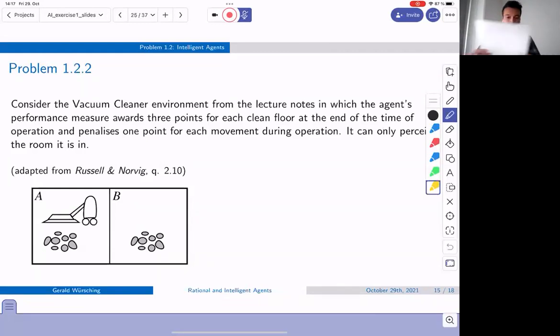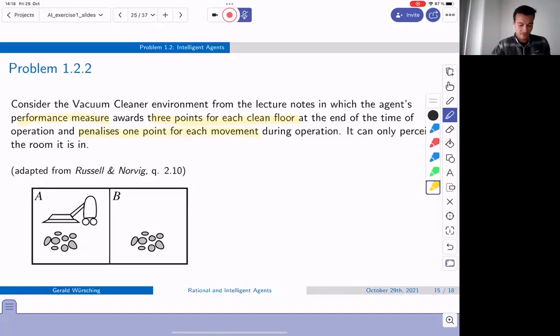Okay, good. Then we will continue with the next question, which is the vacuum cleaner environment from the lecture slides, which we extend. We define the agent performance measures as follows. We give 3 points for each clean floor, and we penalize 1 point for each movement.